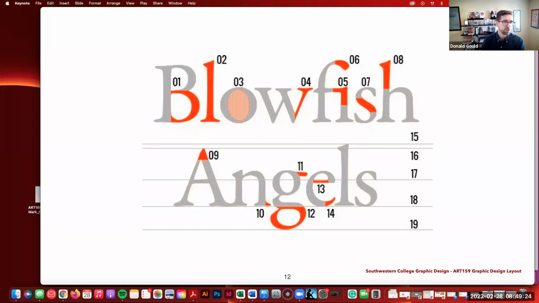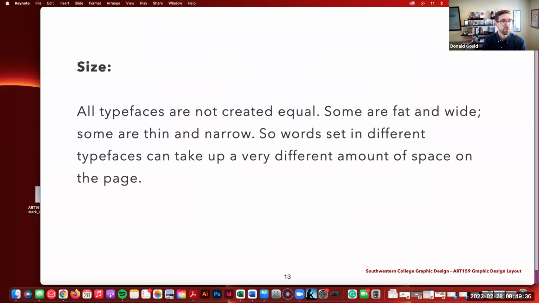We're not going to go into that too much within this particular practice, but I did want to make note that there are specific terms for the different parts of these typefaces and letter forms. And again, we cover that in more detail in the typography course itself.